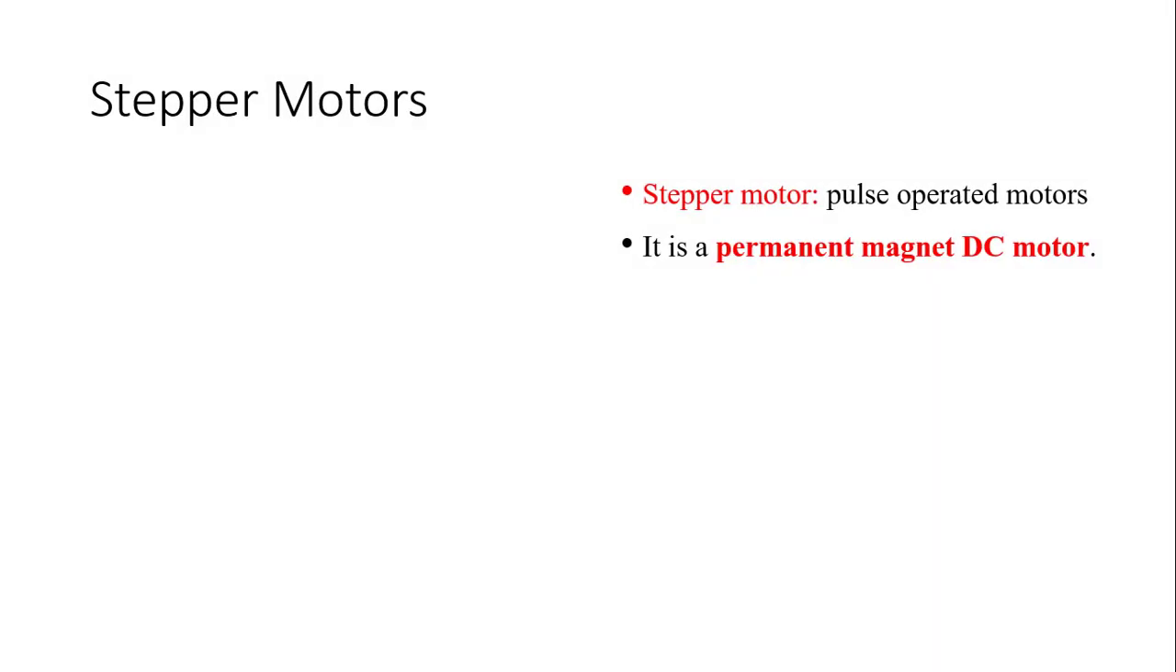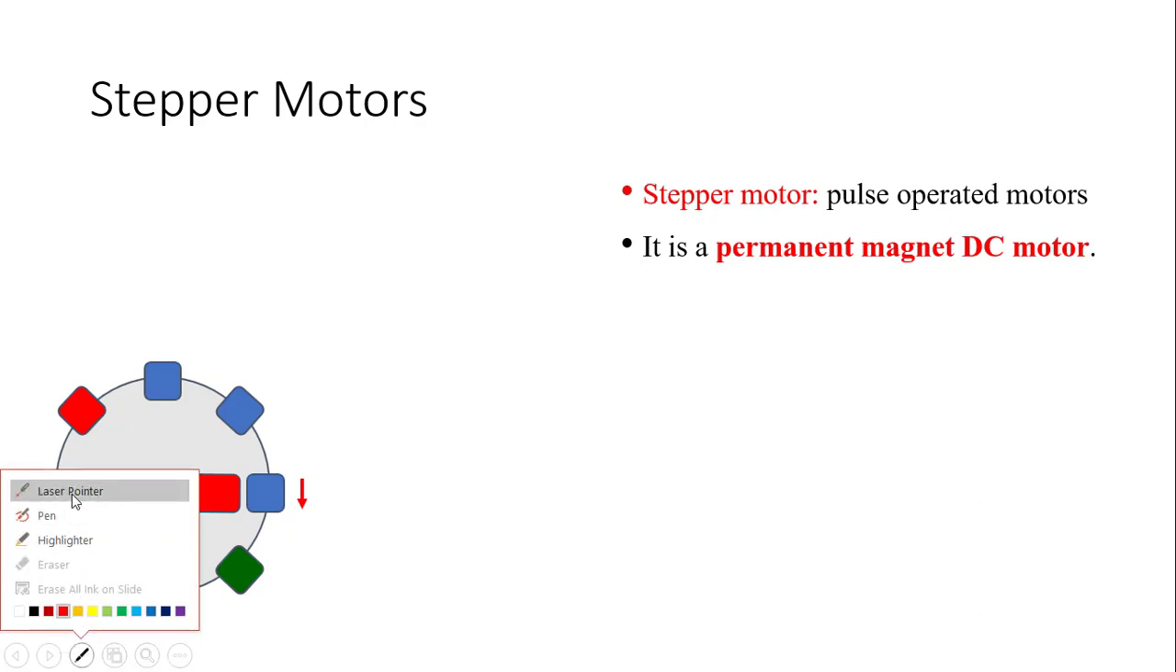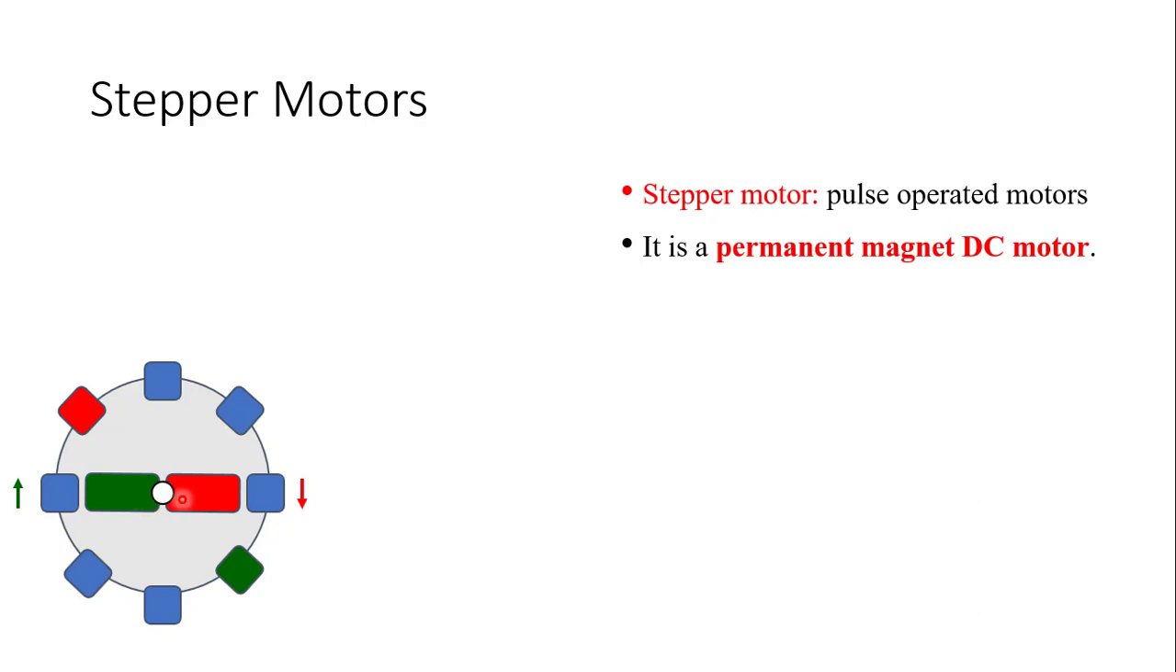Next I am discussing the stepper motor. It is a pulse operated motor. It is a permanent magnet DC motor. What does it mean? Let's say you have magnets over here. The center one is your permanent magnet, showing the north and south pole. The outer part is your electromagnets, meaning that when you supply electricity, they get magnetized.